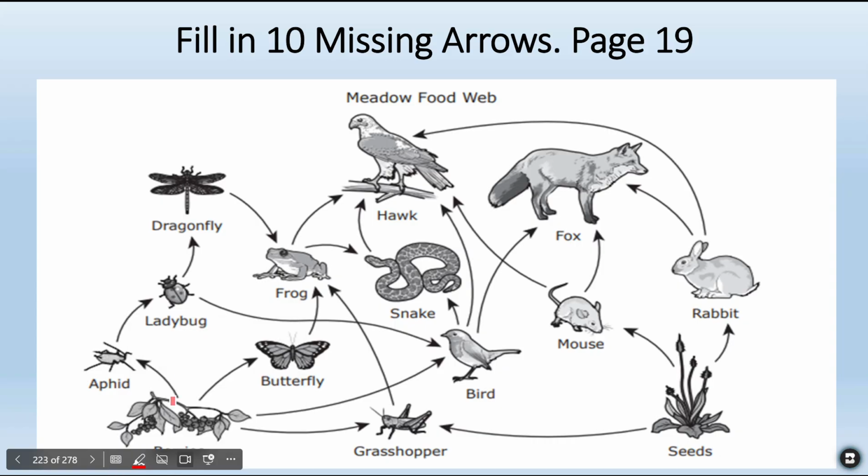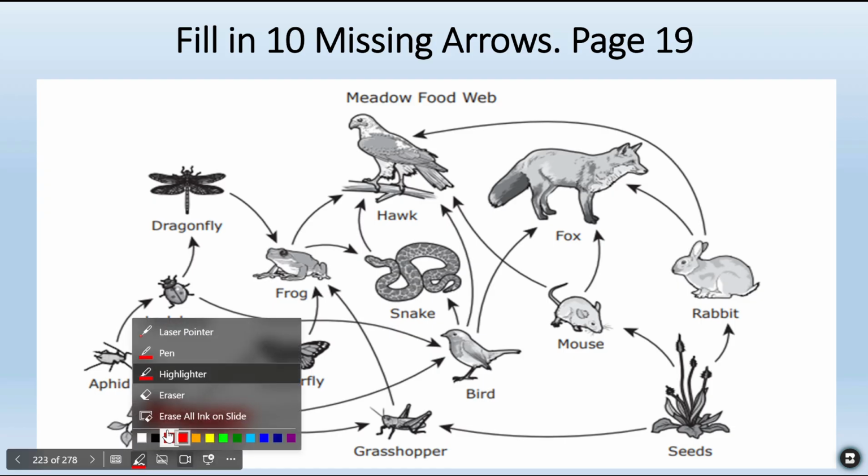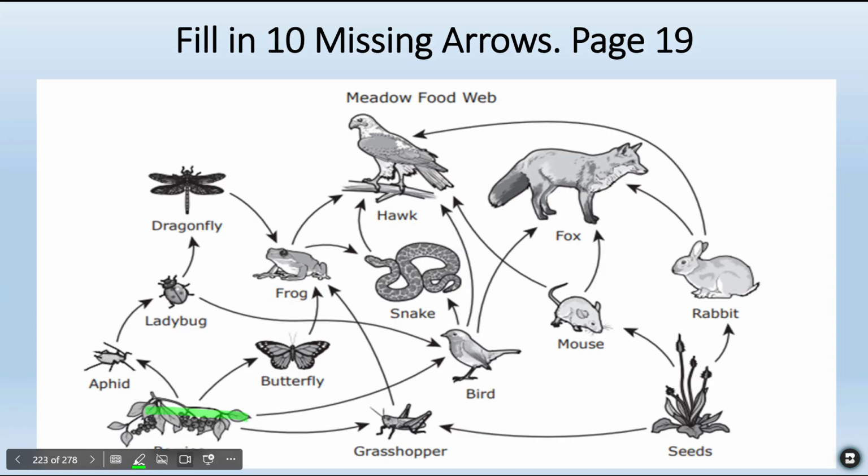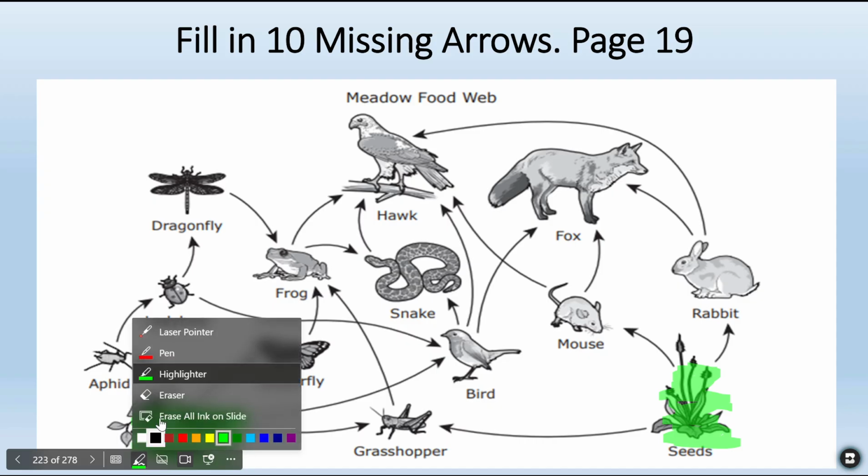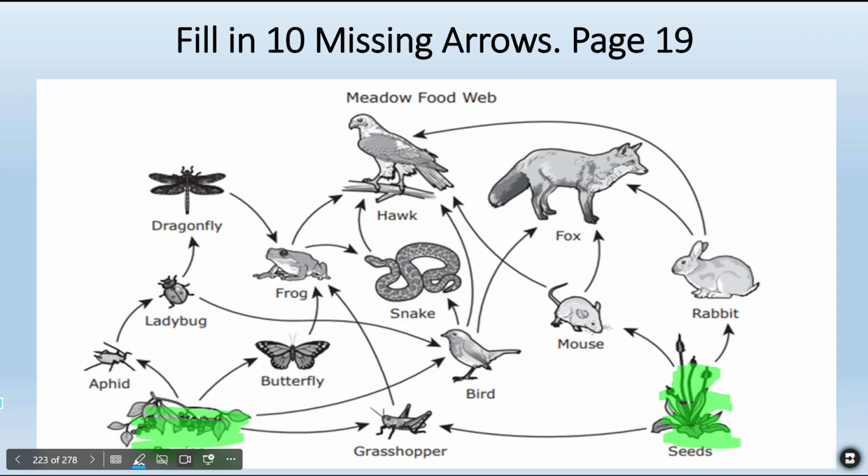Now that we have the arrows put in, we are going to color in or highlight, or you can even mark, the producers in this food web. The color green is going to show all of the producers. Notice the producers have no arrows going into them, only out of them. We have the primary consumers, that is organisms with one arrow pointing into them.